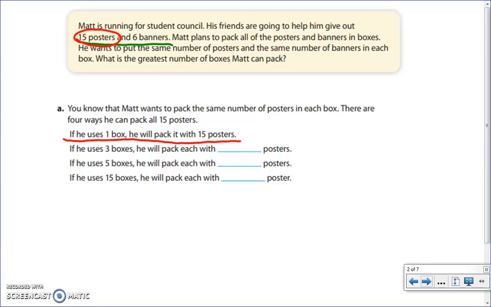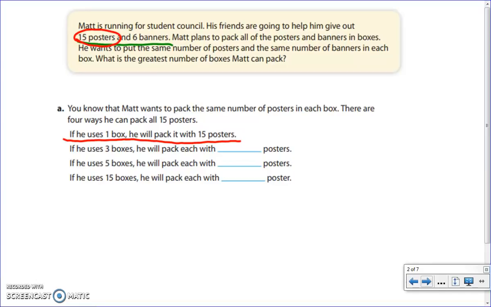He cannot just pack 2 posters in each box because he would have 2, 4, 6, 8, 10, 12, 14, but then one box would have 1 poster because 2 does not go evenly into 15. So he could not pack 2 posters in each box.